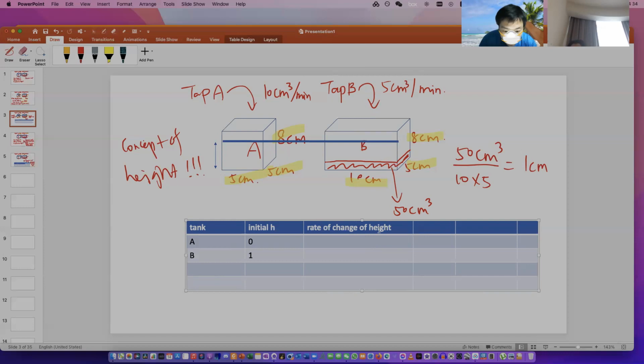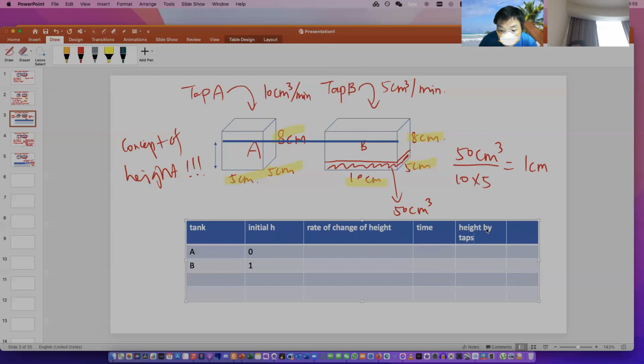So over here, I'm making use of the concept of height. So now this will be time. Then of course this will be the height. This is not the final height, so this is the height by the taps, and then this will be the final height.